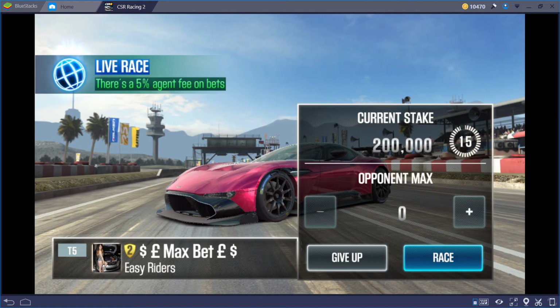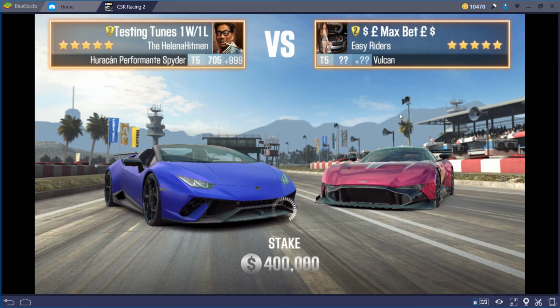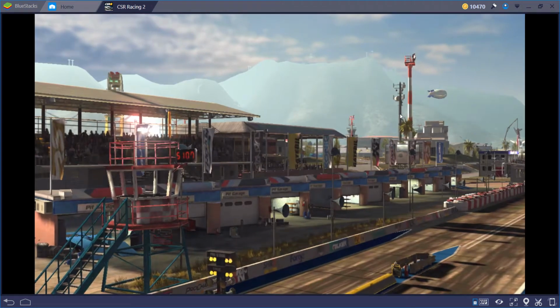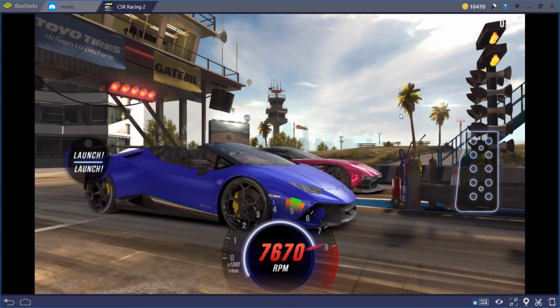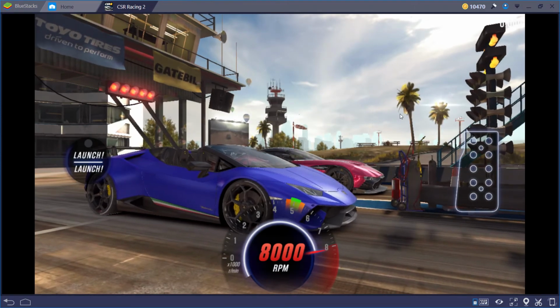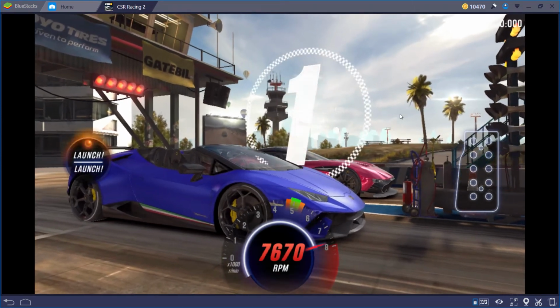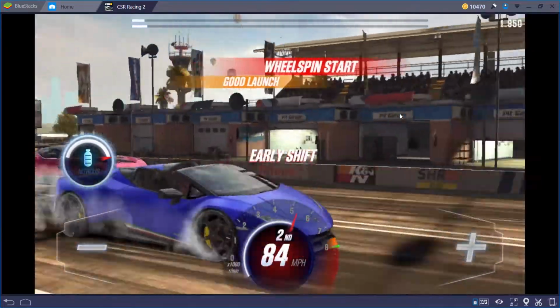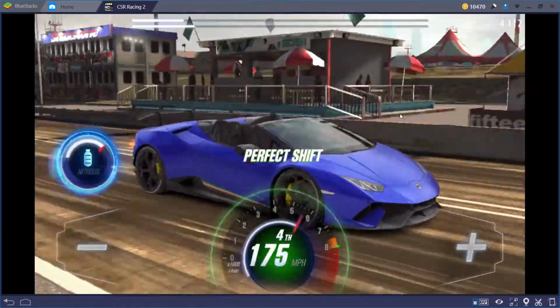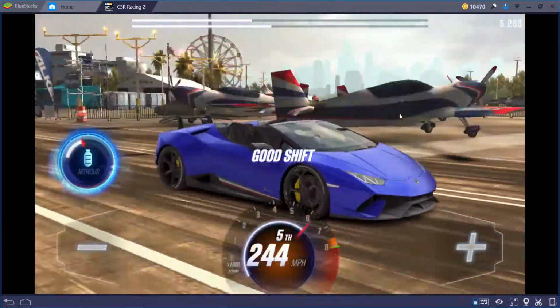So here's a guy who might be challenging me for a max bet, since I'm running a specifically tuned Hurricane that should substantially beat Dino. Let's see how good this guy is in comparison. I'm not particularly worried about beating him. The question is, how much should I beat him by?